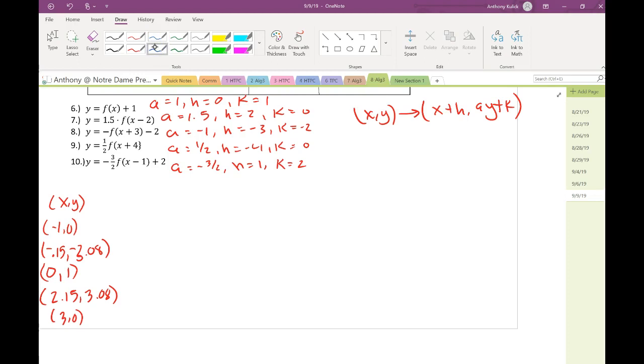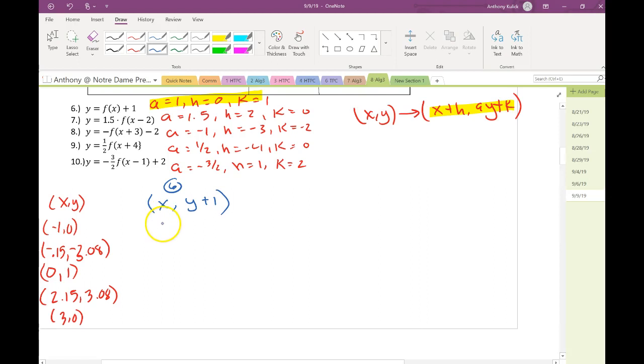Now, for these 5 ordered pairs, I'm going to perform the transformation described in 6. So I'm going to fill in my values for a, h, and k for 6 into my transformation map. So x plus 0 is x, 1 times y is y, and then I have the plus 1. Everybody's okay there?